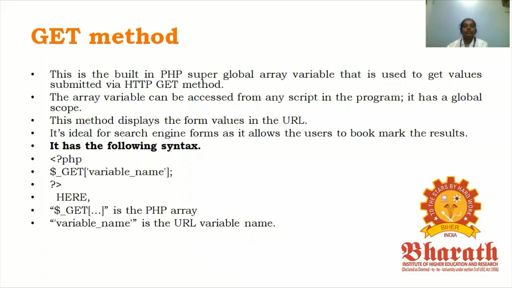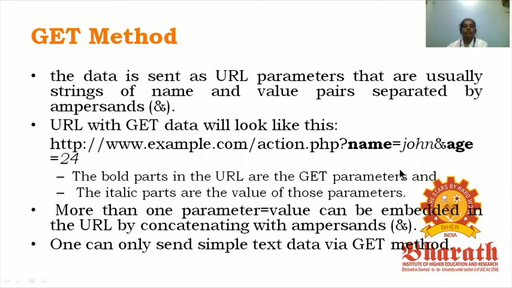First let us see the get method. There are two important methods, one is the post method, another one is the get method. This is a built-in PHP super global array variable used to get values submitted via the HTTP get method. The variable is the get variable, and this is the syntax. Here you can specify the variable name and retrieve the value.